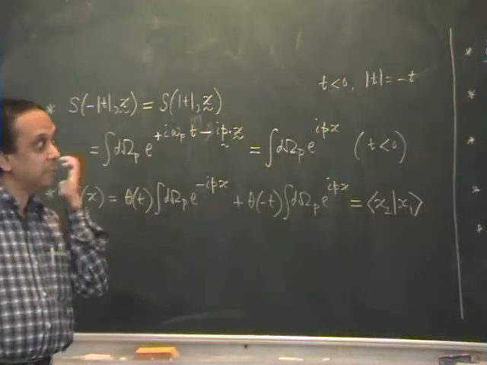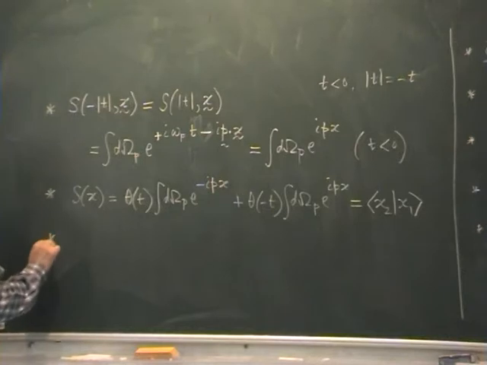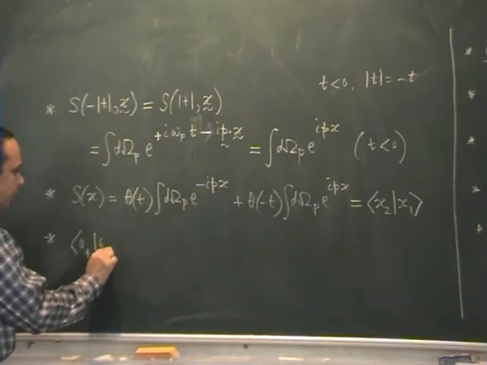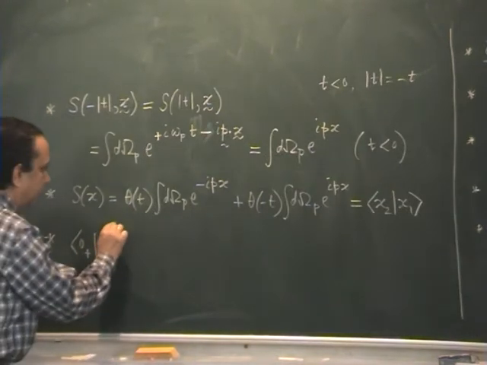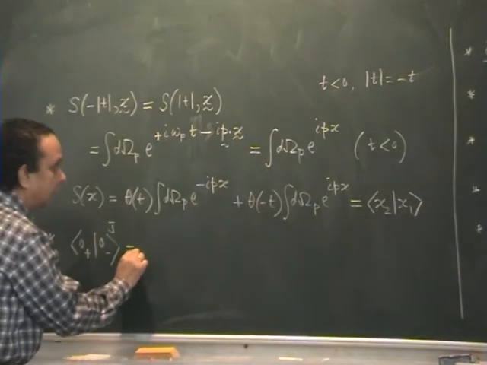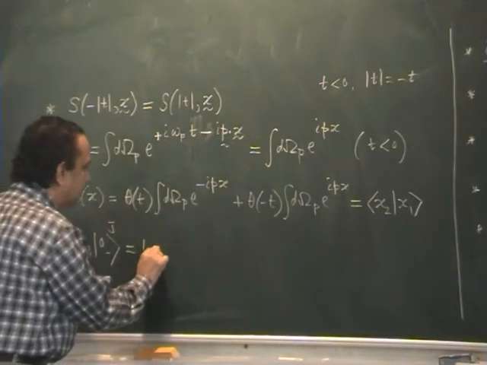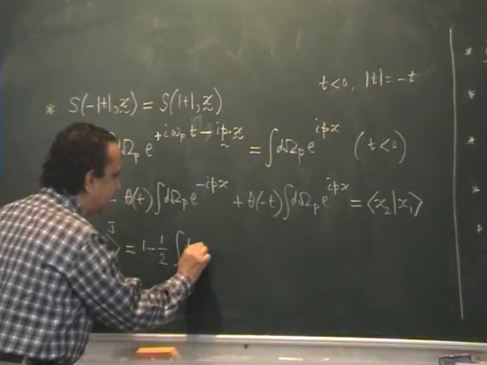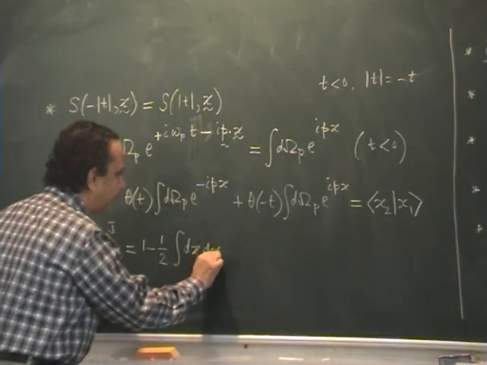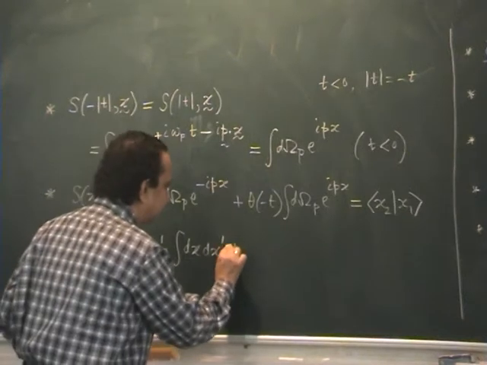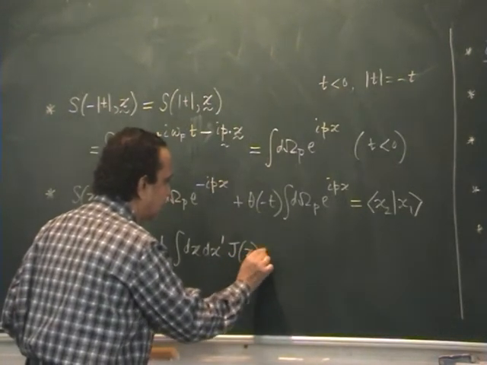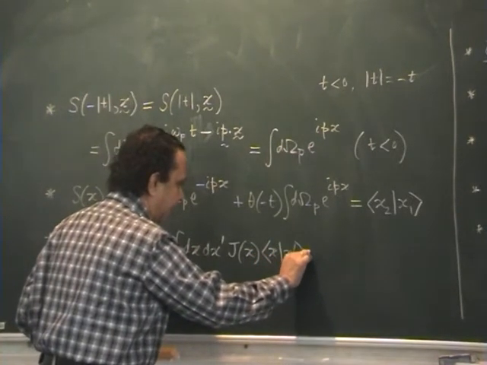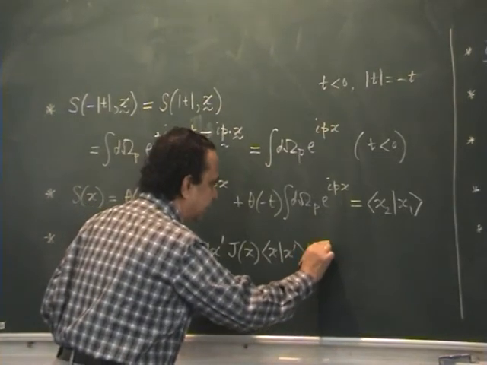So we get a very remarkable result that the 0 plus, 0 minus in the presence of J is given by 1 minus half integral dx prime J at x prime J at x.